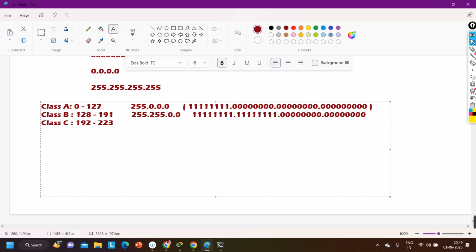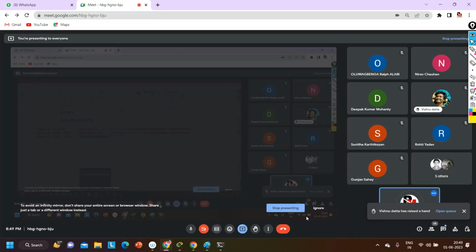Like this. So in class B we have 16 network bits and 16 host bits. In the same way for class C also we have a reserved subnet mask, that is 255.255.255.0. Here we have 24 network bits and 8 host bits. Yes guys, is it clear? Is there anything in chat?